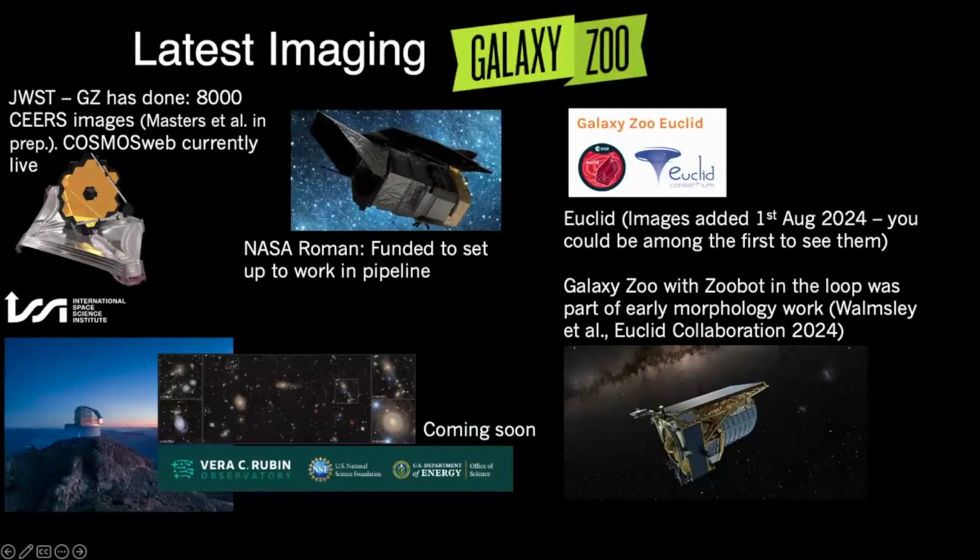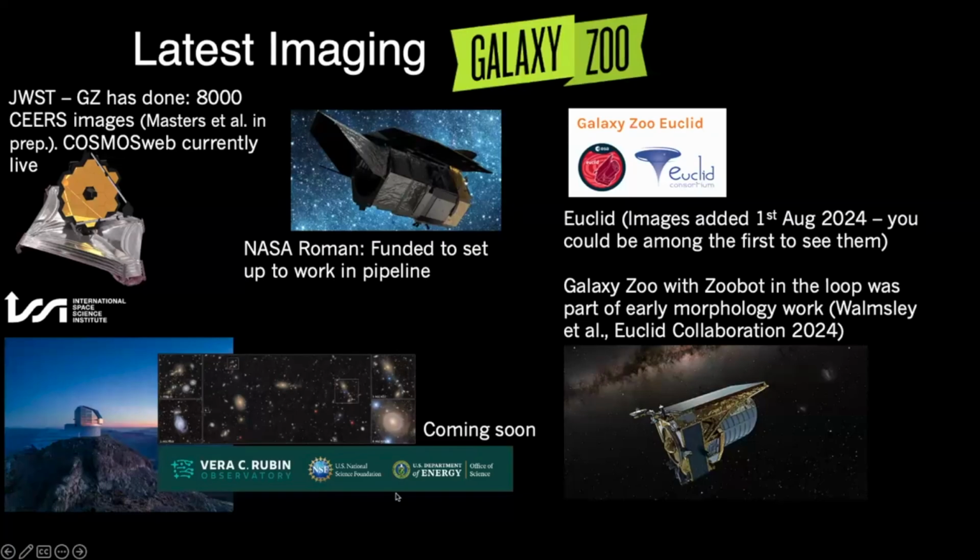What's currently going on is that we have James Webb telescope images on the site, JWST. We've done classifications for one set, the CEERS set, which is one of the extragalactic surveys that was approved. And COSMOS-Web is the biggest one, and that's what's currently on the site. We also very recently finished classifying a set from the Euclid Space Telescope, which is an ESA mission. This was a pretty nice collaboration with the Euclid Science Collaboration, where Galaxy Zoo, with our machine learning buddy Zoobot, was in the loop of the initial data processing for Euclid.